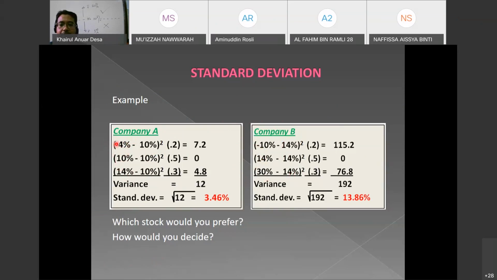So return A 4 minus 10, 10 minus 10, and 14 minus 10. All here is in power of 2, and kemudian kita darabkan dengan the probability here, 0.2, 0.5, and 0.3, and the result is 7.2, 4.8. So the variance is 12%. The square root of standard deviation 12 is 3.46, and here is 13.86%. So saya dah tanya soalan ni, tapi saya akan tanya sekali lagi.